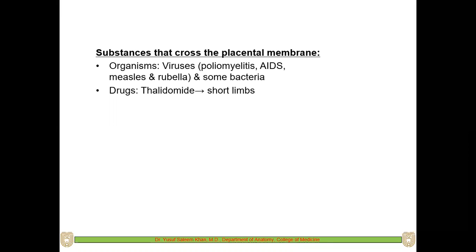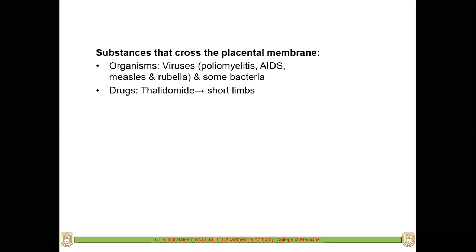The second is drugs. Especially whenever there is pregnancy, we don't recommend any drugs unless it is recommended. One of the drugs which they used to previously give was thalidomide. This is a drug which they used to give to prevent morning sickness, especially in the early pregnancy stages. The pregnant lady will feel a vomiting sensation. To prevent that, they used to start giving thalidomide.